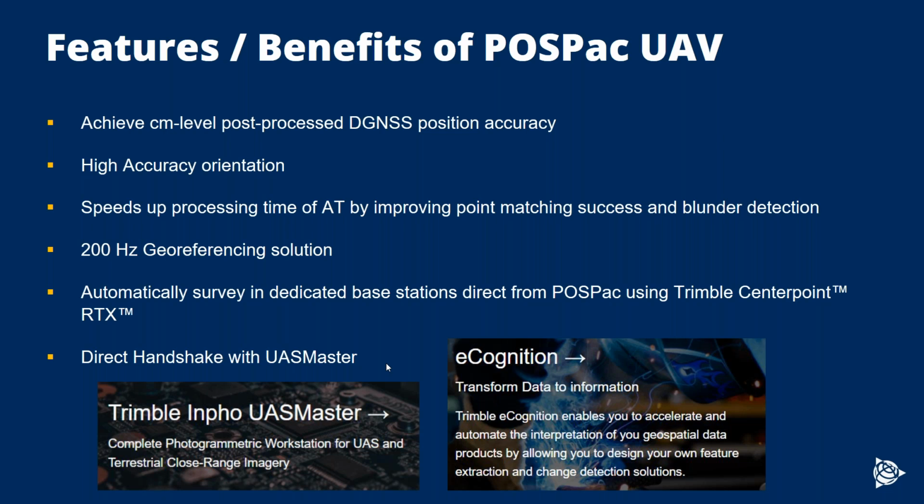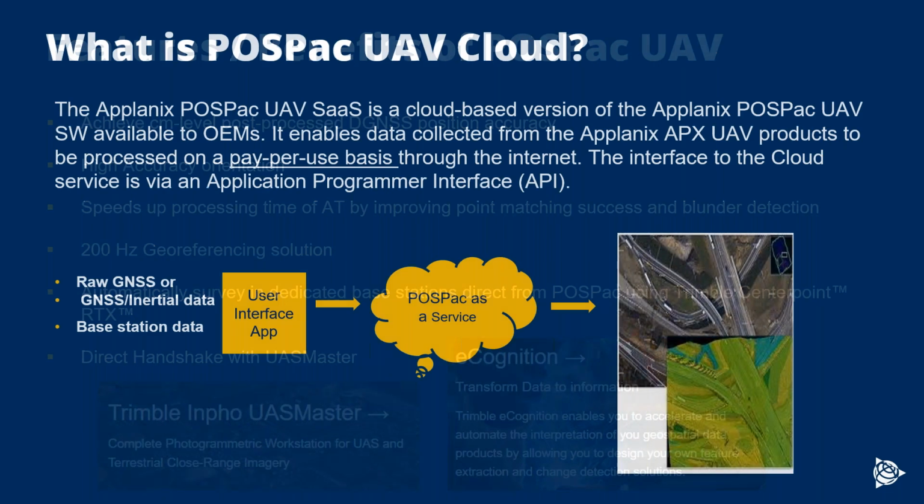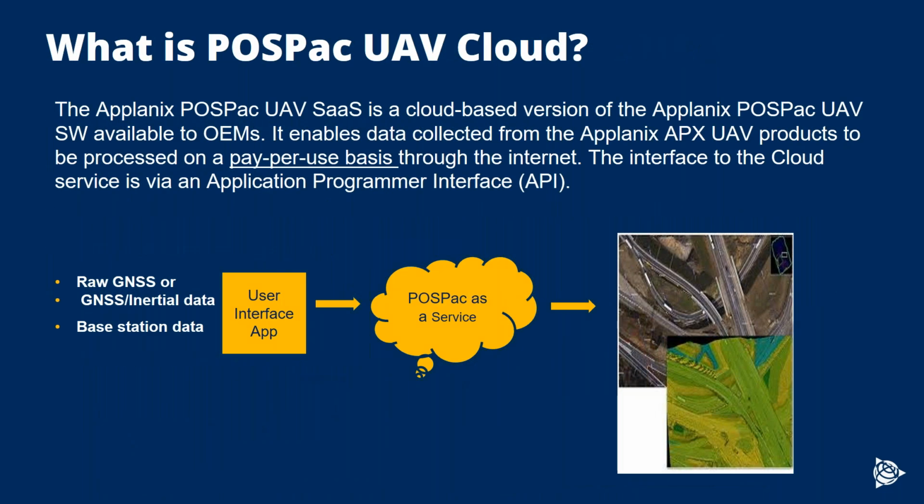So we've got that kind of complete processing workflow that is available. POSPac UAV Cloud. So this is really directed towards our OEM partners. Our OEM partners are typically those who are UAV manufacturers, sensor manufacturers, or systems integrators. It's an API that we provide that allows those OEM partners to basically set up their own infrastructure for processing the data collected by the systems that they are providing to the user base in the market.